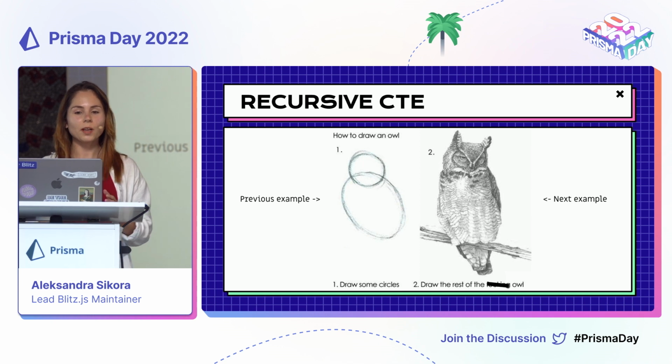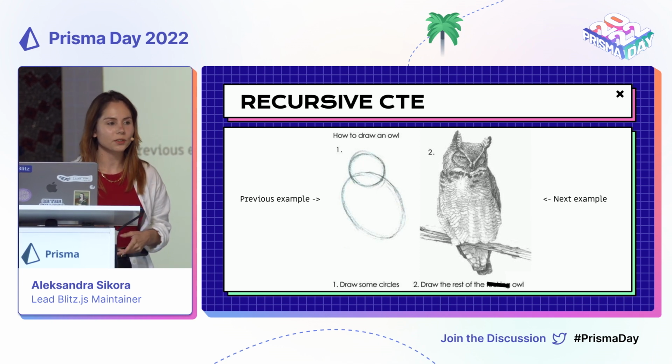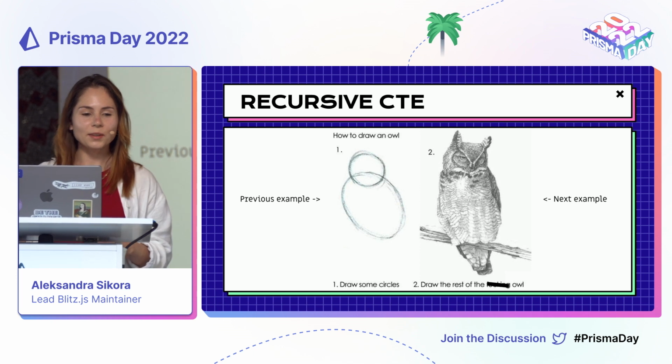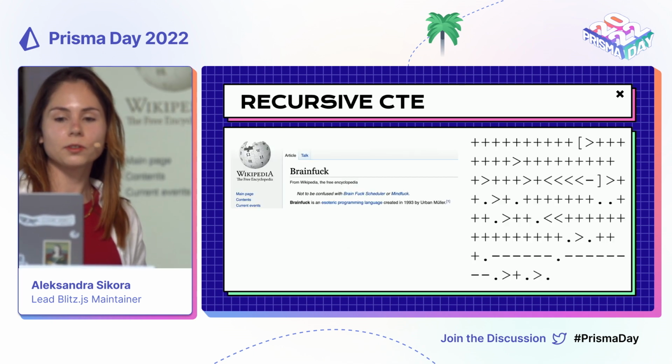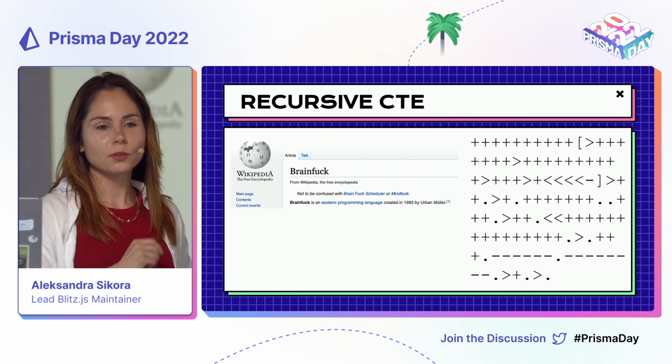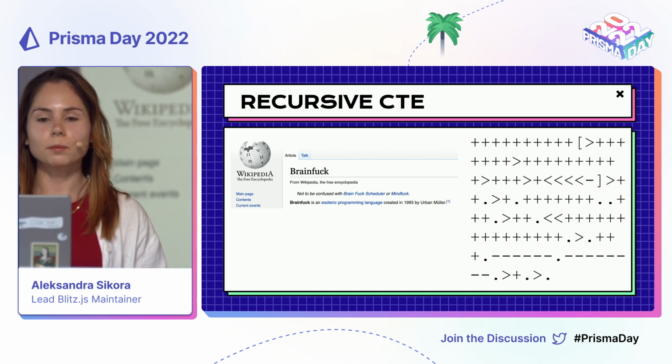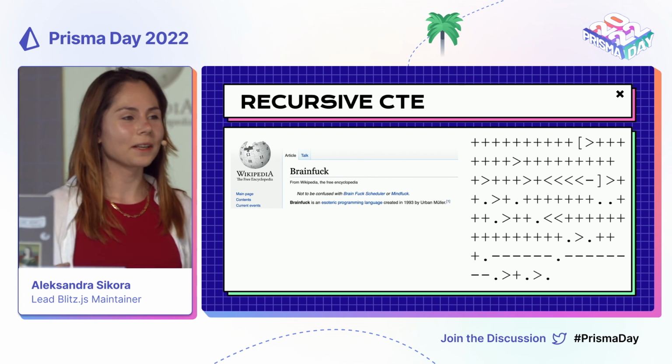So you saw one example of a recursive common table expression. Now you're going to see a slightly different one. But before we see the code, I want to introduce one more thing. So you might have heard about brainfuck. I hope that I'm not breaking a code of conduct here.